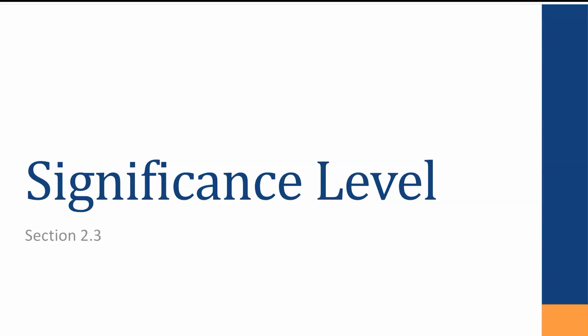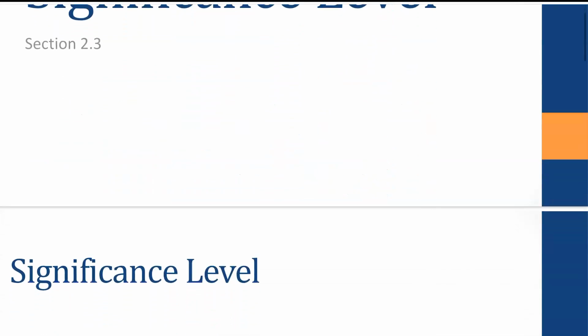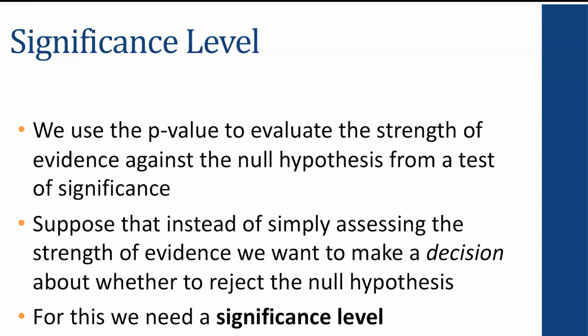In this video, we're going to go over one of the ideas from section 2.3, and that is the idea of significance level. FYI, there are some other concepts in section 2.3 about types of errors, and we are not covering those. So let's just do a little review first.